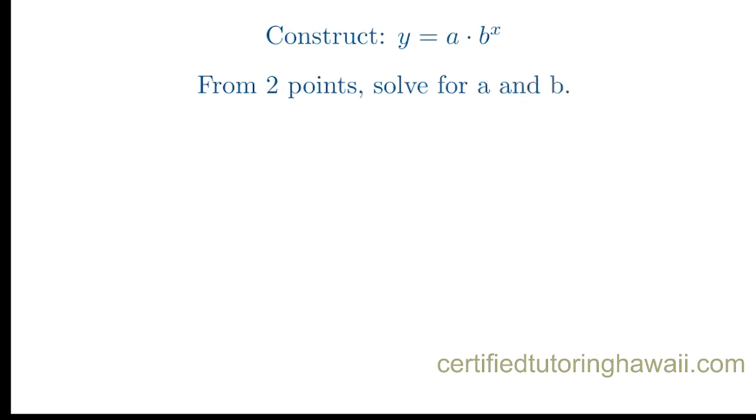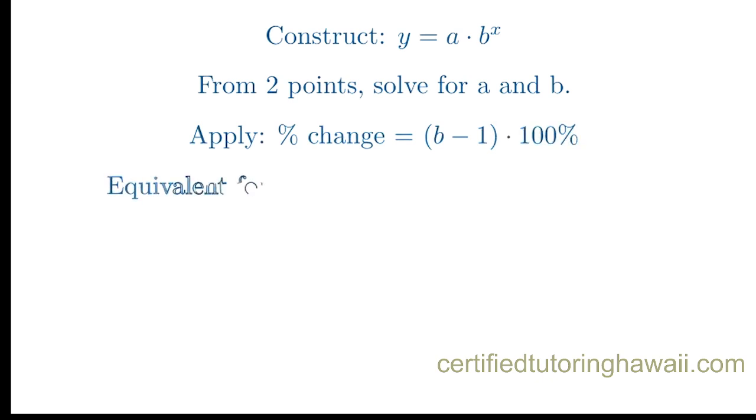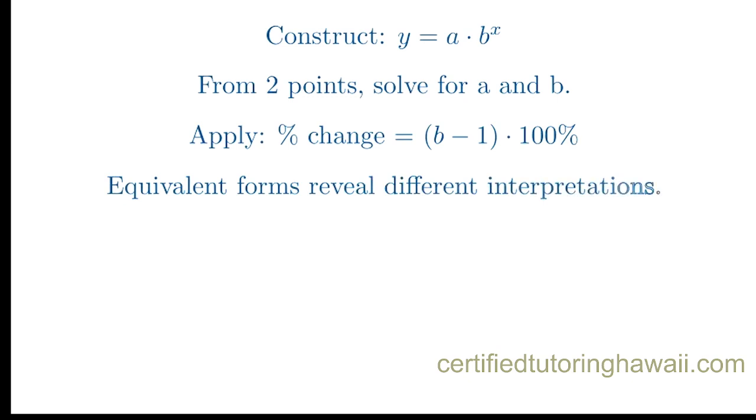Second, we learned how to apply these models. We saw that the growth factor b tells us the percent change per period. The formula for percent change is (b minus 1) times 100%. This allows us to interpret what the math means in a real-world scenario. We also saw how different but equivalent forms of an exponential model can reveal different interpretations, like the difference between annual and quarterly growth. Finally, we discussed the importance of contextual domain restrictions.